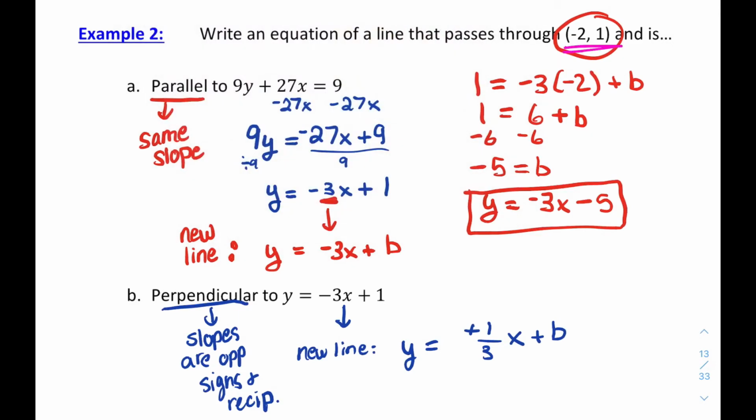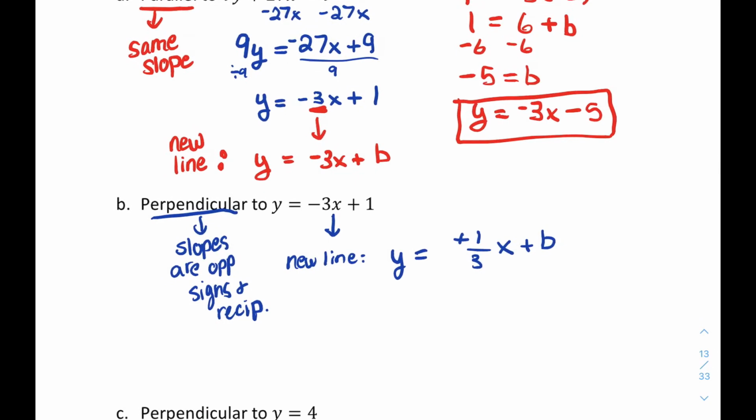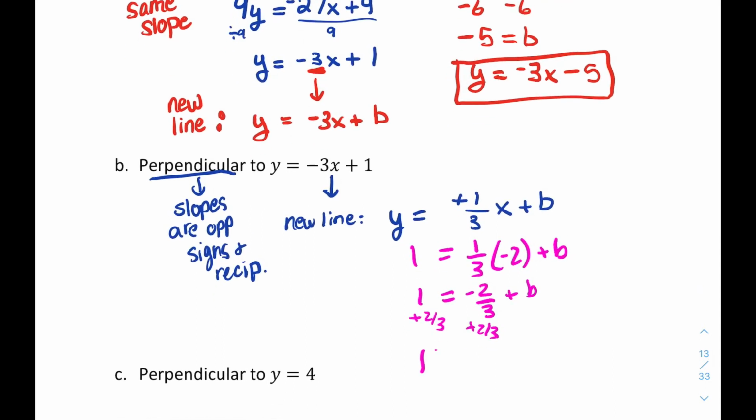And then I'm still going to have to find my new y-intercept by plugging in my x and y value of the point that I know this passes through, still using that -2, 1. And then if I solve for my y-intercept, I'm just going to leave this in mixed number form because that's easier. So my y-intercept is going to be 1 2/3. So y equals 1/3 x plus 1 2/3 for my perpendicular line.